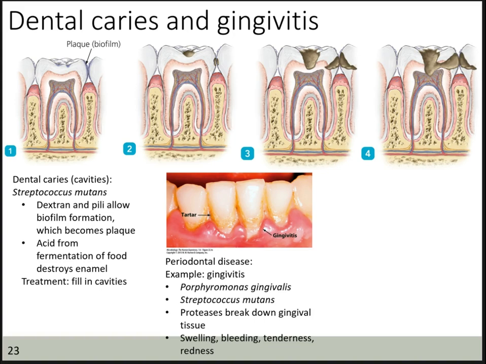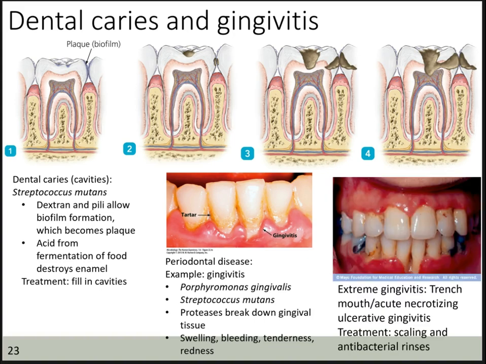So in the case of cavities, it was acid produced by microbes. In the case of periodontal disease or gingivitis, it's proteases that activate inflammation in the gums. This can lead to swelling and bleeding and tenderness and redness. And if you have extreme gingivitis, then you have something called trench mouth, which can also be referred to as acute necrotizing ulcerative gingivitis. The treatment is scaling and antibacterial rinses.